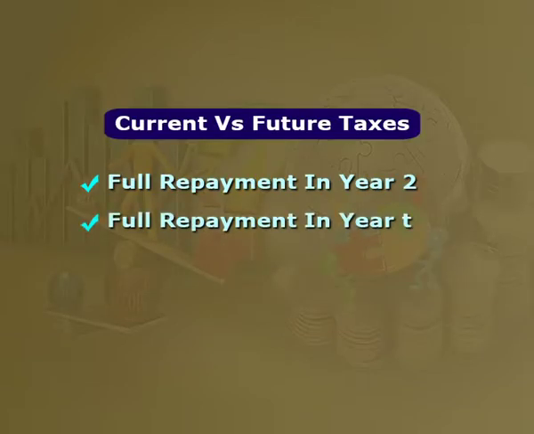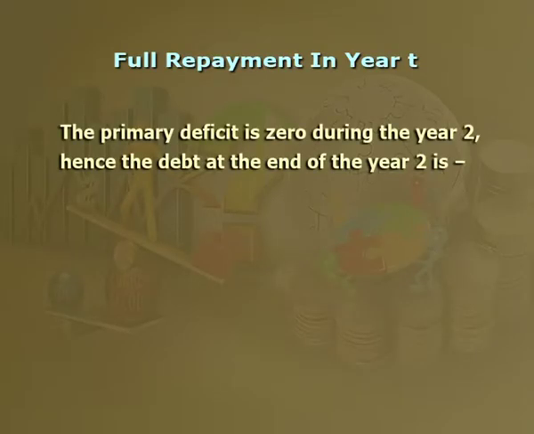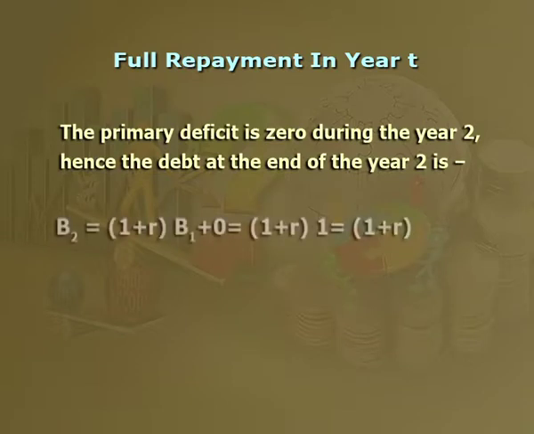Now we will look at full repayment in year T. Suppose that the government decides to wait until year T to repay the debt. The primary deficit is 0 during year 2. Hence, the debt at the end of year 2 is B2 = (1 + R) × B1 + 0, which is equal to (1 + R) × 1, which is just 1 + R.